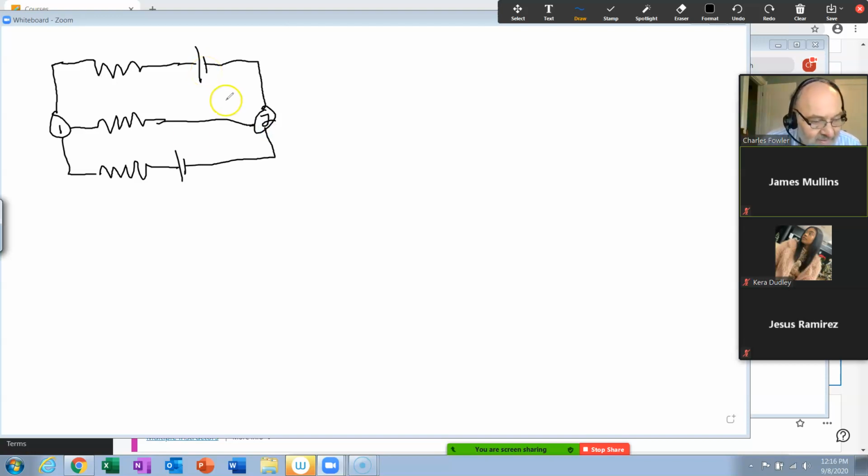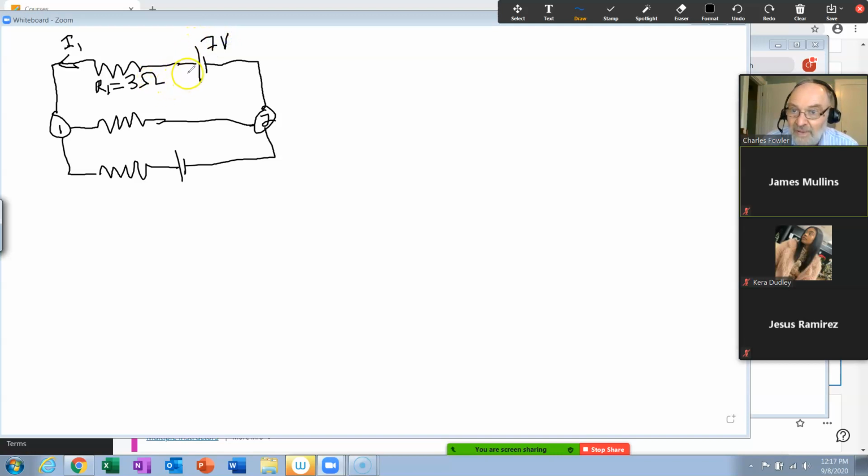Now let me fill in the blanks here. They're calling this current 1 that's flowing through this resistor. I'm going to label it over here, and they have it going in this direction, and I'll explain in a minute why. There's current 1, I1. This is resistor 1, R1, and they have that equal to 3 ohms. This is battery 1, and they have this as being 7 volts.